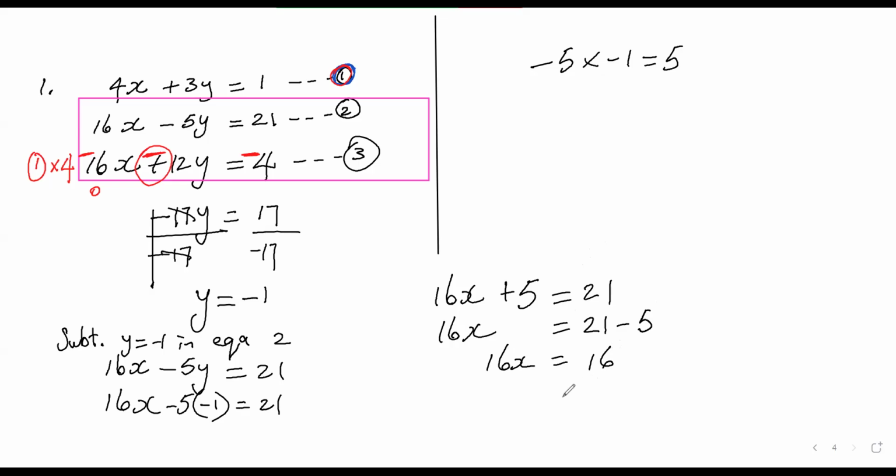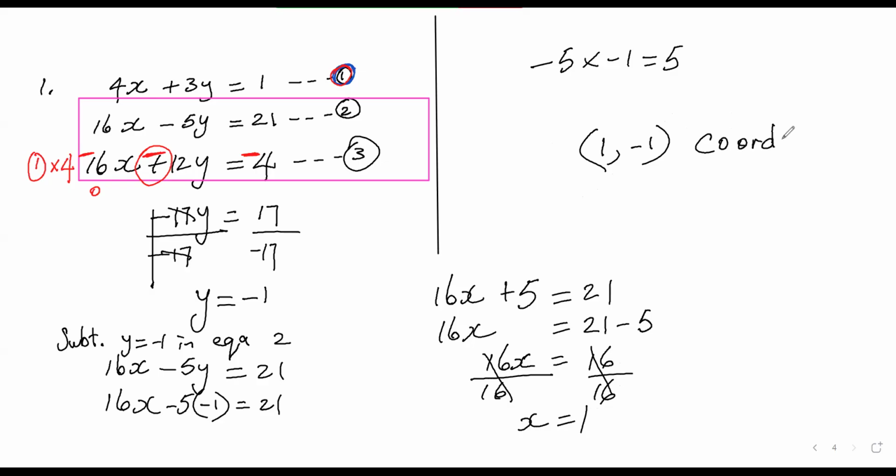So what am I doing from here? How am I finding for x? Nobody answers. So you divide it by the 16, the coefficient of x. So x is equal to 1. So when x is 1, people, y is negative 1. So I could actually write this as a coordinate. We'll come to that.